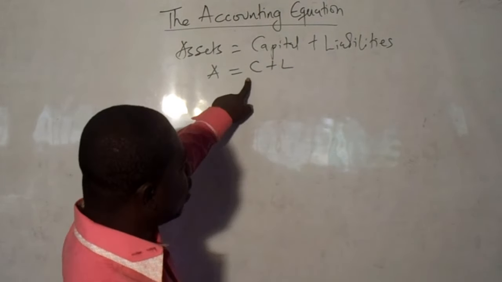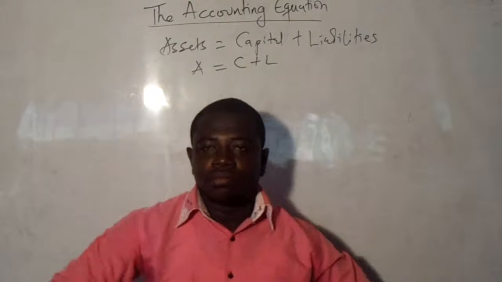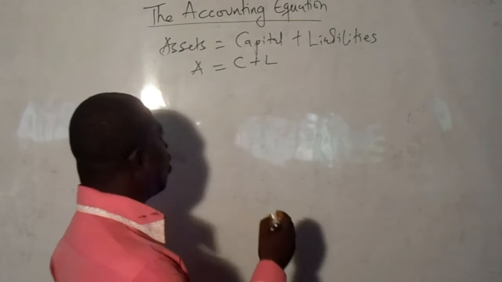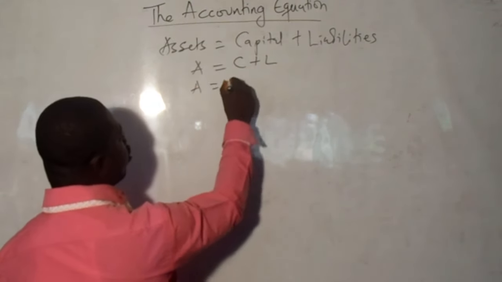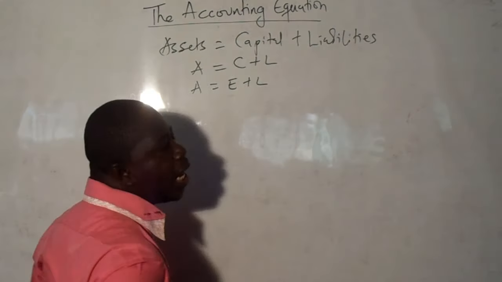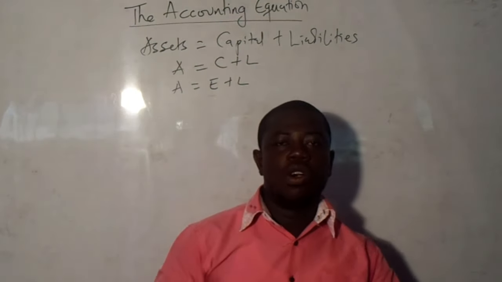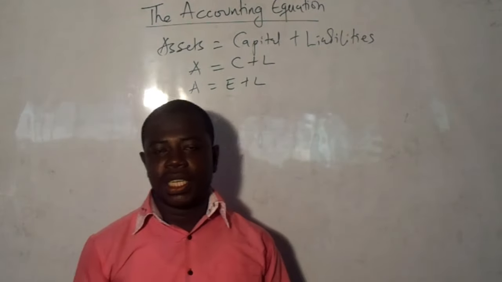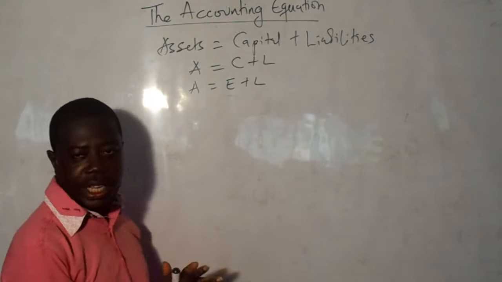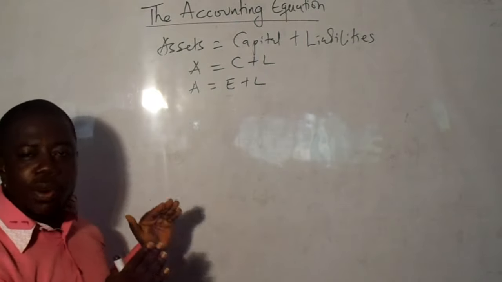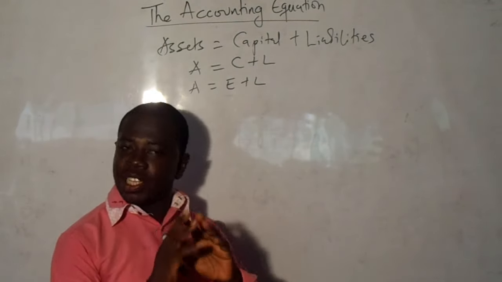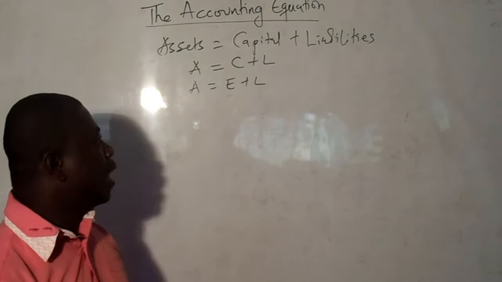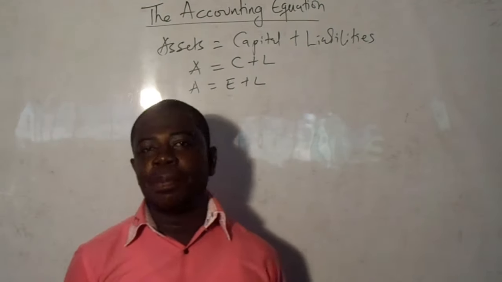Of course, this C or capital is equity, and so it can also be written as A = E + L, where E is equity or owner's equity. Okay, so this is the accounting equation, and it's a mathematical relationship. Now, this equation is true and must always balance.